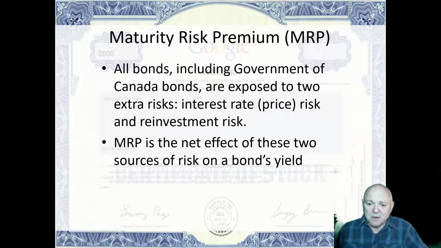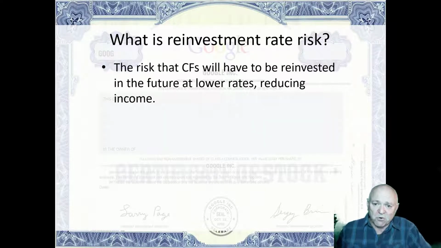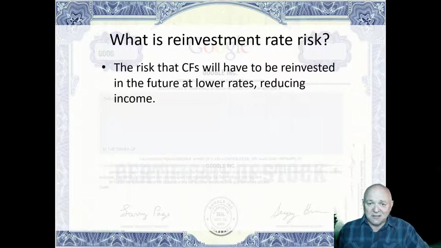The market risk premium is the net effect of those two sources of risk on the bond yield. Essentially, reinvestment risk is important because it's the risk that the cash flows that we're going to get from interest payments and eventually from the principal repayment would have to be reinvested at a lower rate.